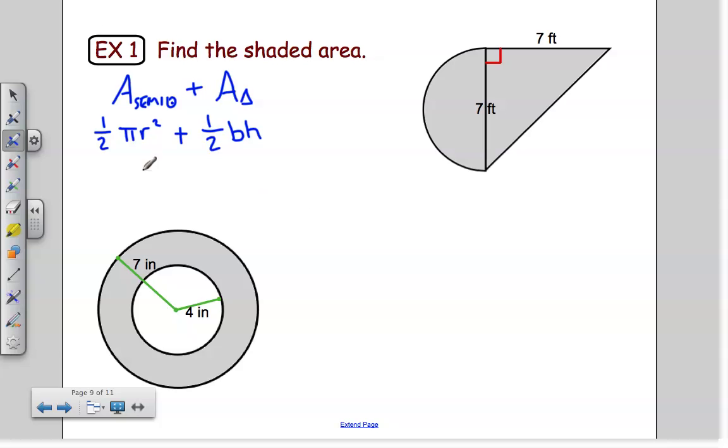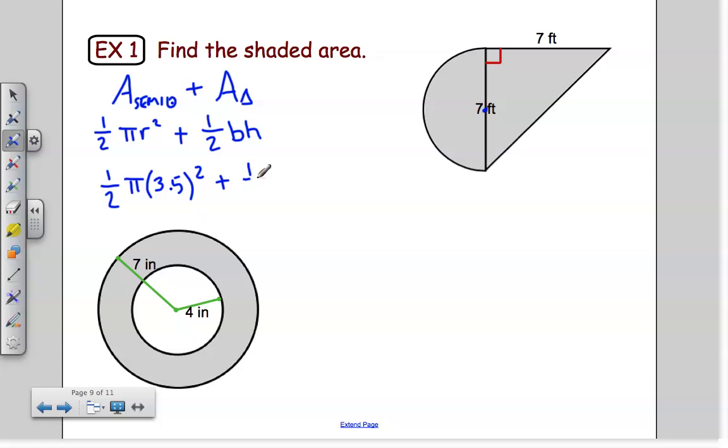Now let's plug in these values and I'll be able to figure this out. So 1/2 of pi times, okay, I need the radius of the circle, and then I need to square that, 1/2 because it was 1/2 pi r squared. Well, it looks like 7 is the diameter of the circle. So the radius of the circle, half of 7, would be 3.5. And we're all set with the semicircle.